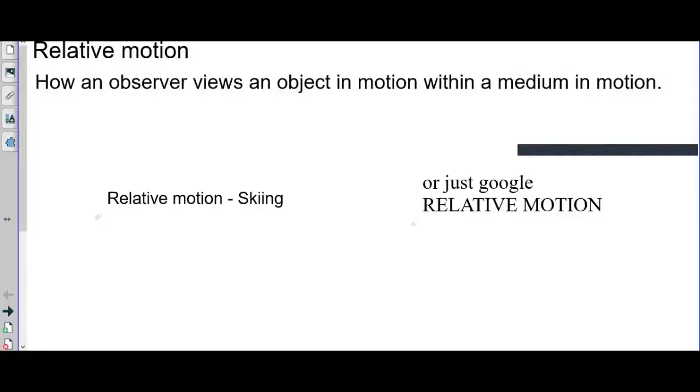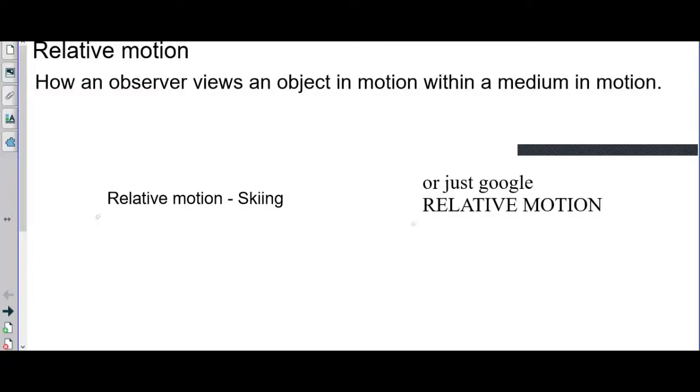This lesson is going to be about relative motion. Relative motion is how an observer views an object in motion within a medium in motion. In other words, you might perceive motion to be one thing, but in fact, it might actually be another thing. So for instance, I've got two quick videos here.